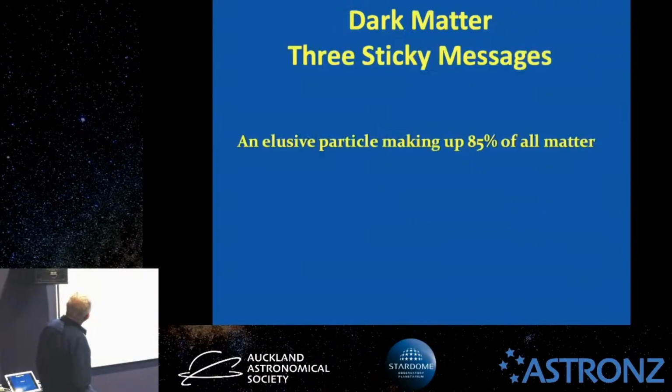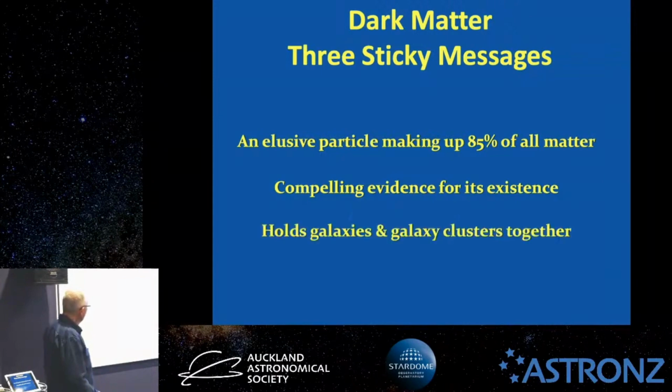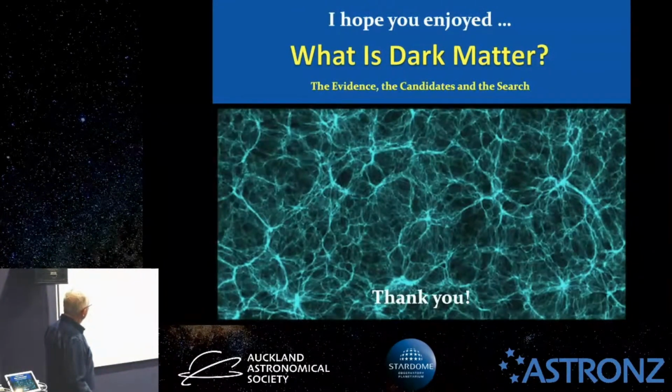So, summary. Really, these three sticky messages. Dark matter is an elusive particle that makes up 85% of all matter. There's compelling evidence for its existence. And it's what holds galaxies and galaxy clusters together. In fact, it's vital for the formation of stars and galaxies, to form them and to stabilise them. So I hope you've enjoyed what is dark matter, the evidence, the candidates and the search. Thank you for your attention.